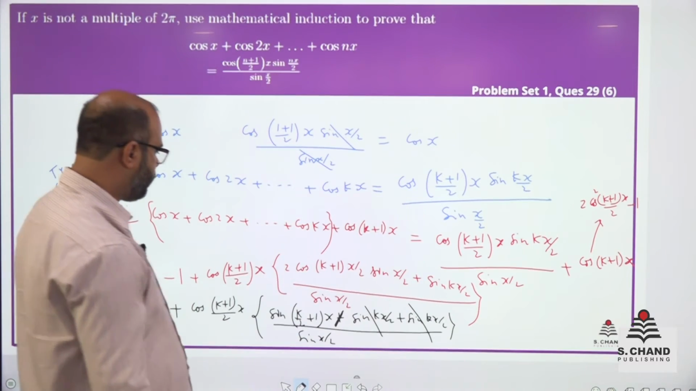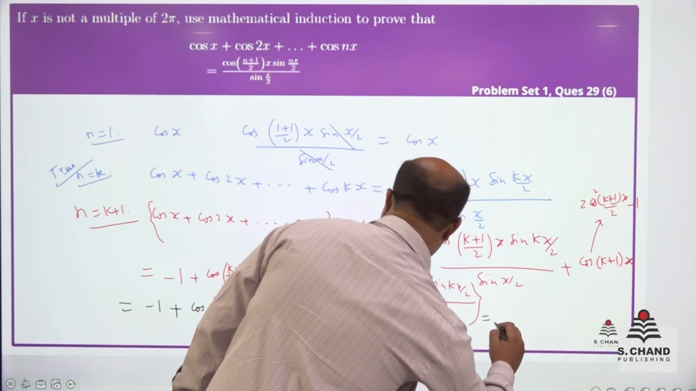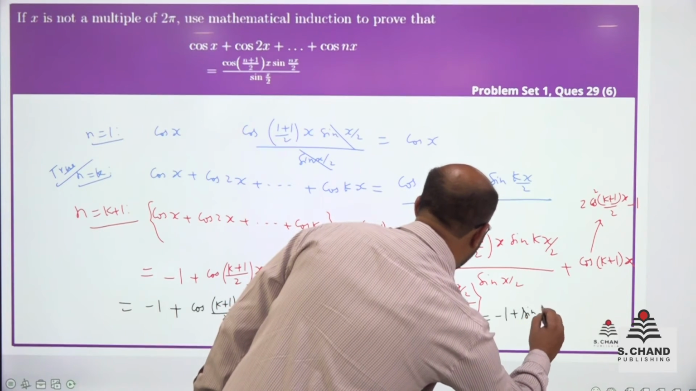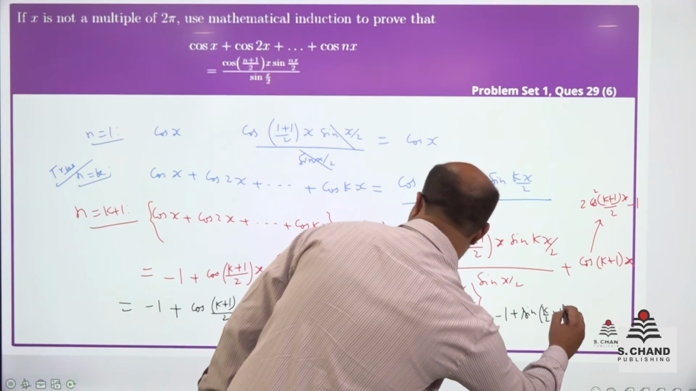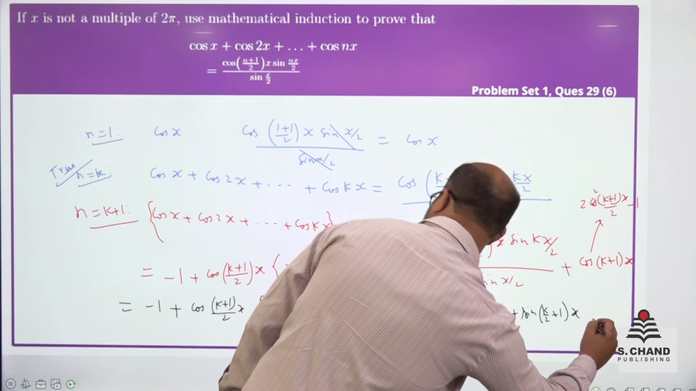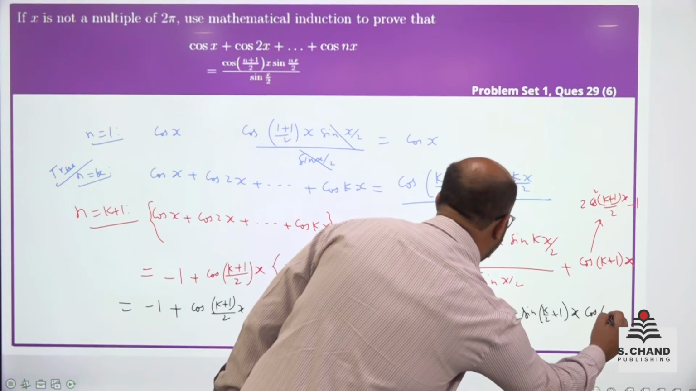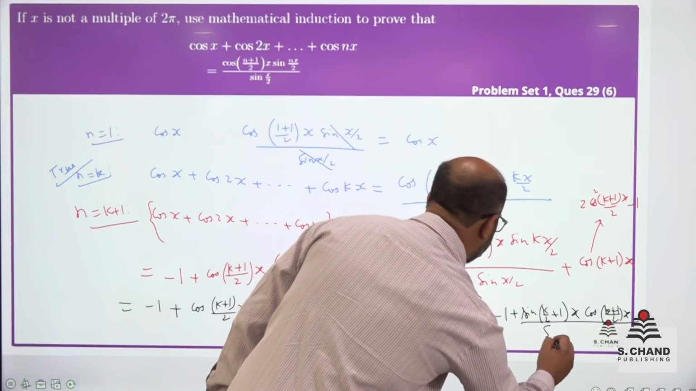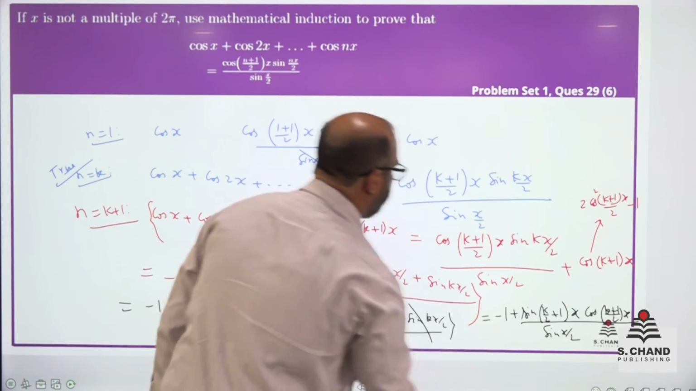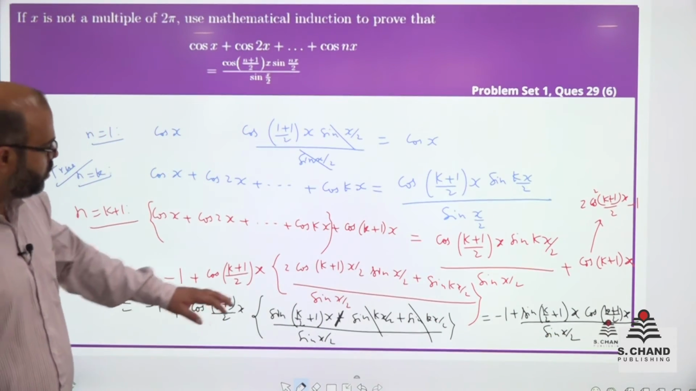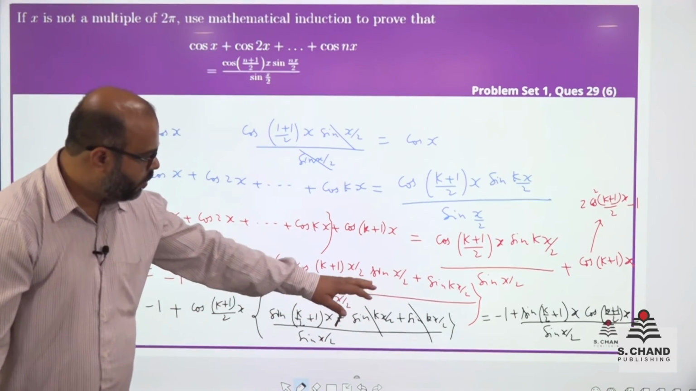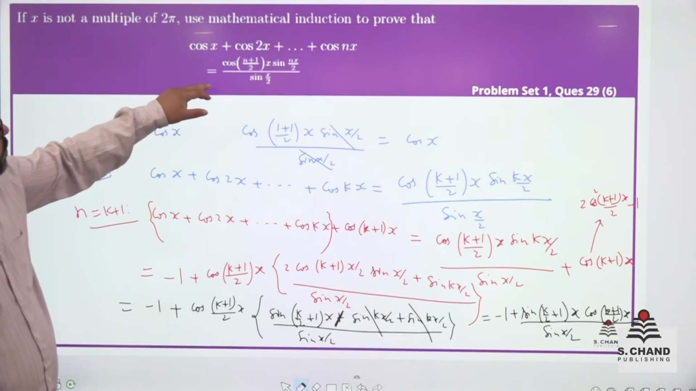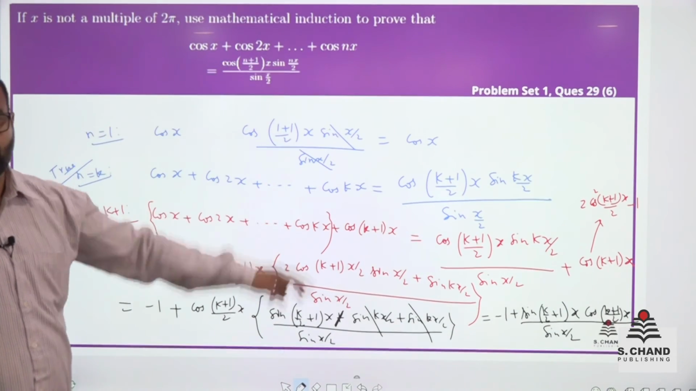Okay. So this will become minus 1 plus sin((k/2 + 1)x) into cos((k+1)/2 x) upon sin(x/2). So, there is no space left, otherwise I would have completed this. So, you can similarly proceed, and you can see that for k plus 1 this will come out to be true.